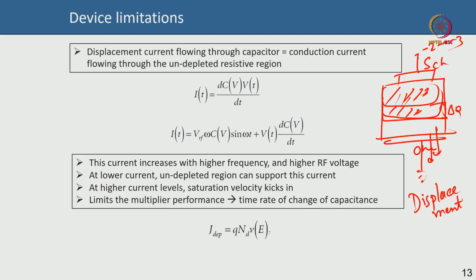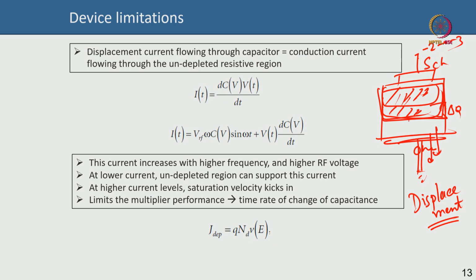The displacement current flows through the capacitor because it is a very transient process. Very quickly, when you are changing the bias, the extra charge is flushed out or flushed in through the ground terminal, and so that is a displacement current that happens in the capacitor.